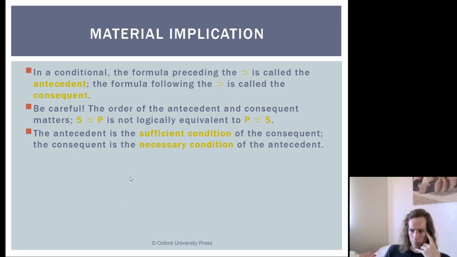So the first part of the conditional is called the antecedent. If I say, if it rains, then the earth will get wet, then if it rains is the antecedent, and what comes after then is called the consequent. So the first part of the conditional is the antecedent, and the second part is called the consequent. This should be fairly easy to remember.